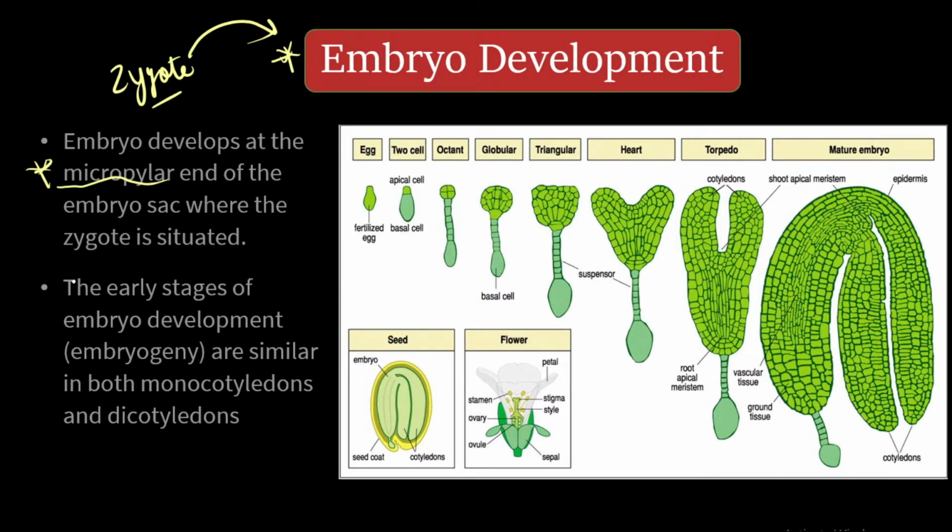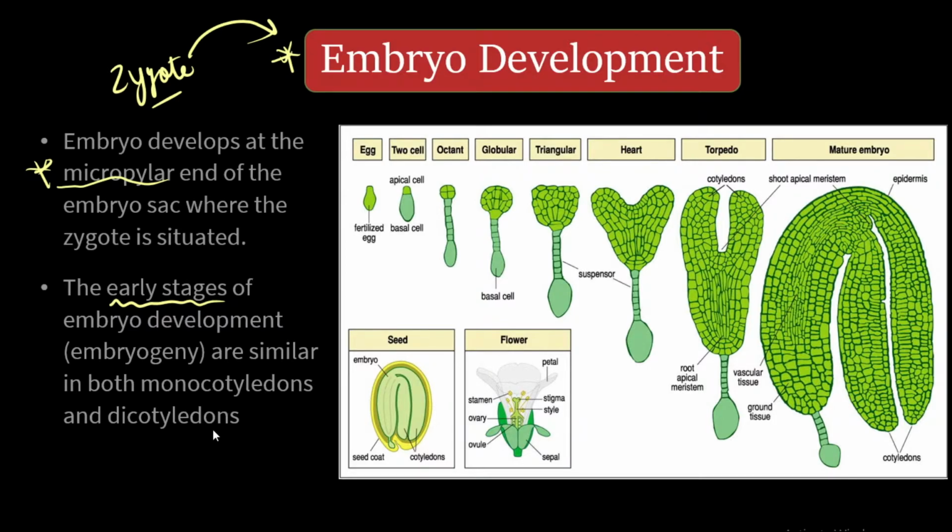Coming to the second point, the early stages of embryo development are similar in both monocotyledons and dicotyledons. If you don't know, embryos are of two types, monocot embryo and dicot embryo, which we'll be discussing in the coming slides.